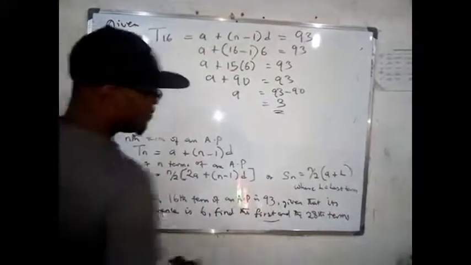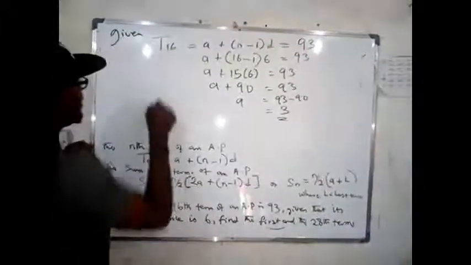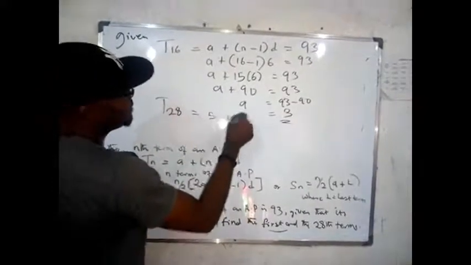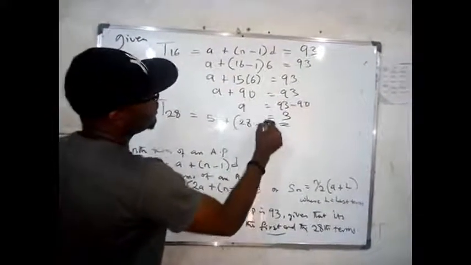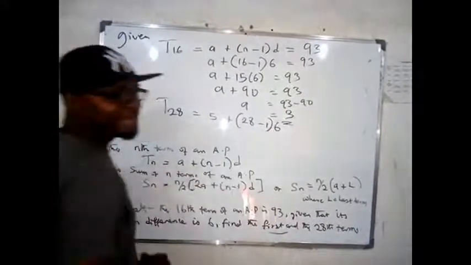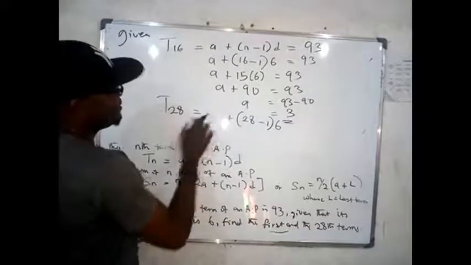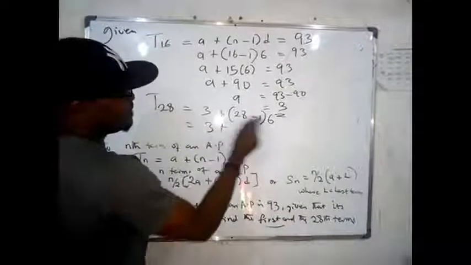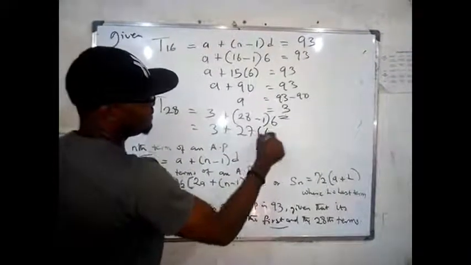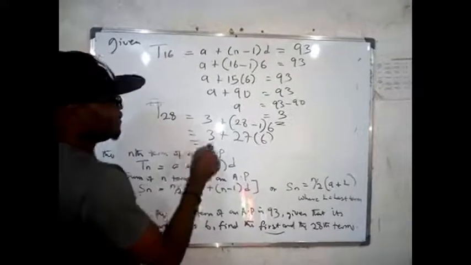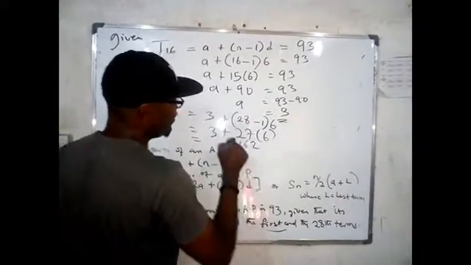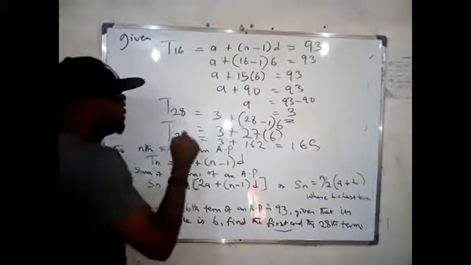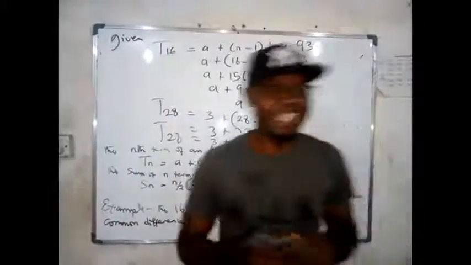First term, is that clear? But we are also asked to find the 28th term. So T28 is equal to a plus (n minus 1) times common difference 6. What is a now? a is 3, because that's what we found here, isn't it? So we now have 3 plus 28 minus 1, 27, times 6. Who can tell me what is 27 times 6? 162, plus 3, which will give us 165. And that is T28. Is that clear? That is how to solve it.